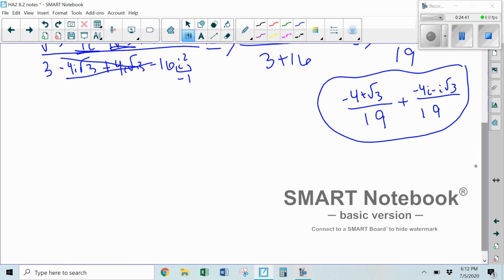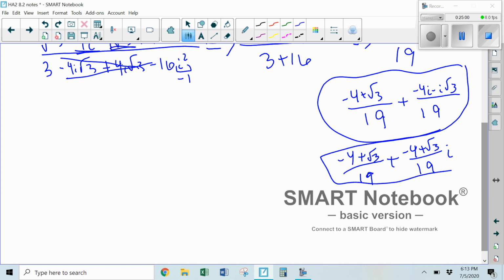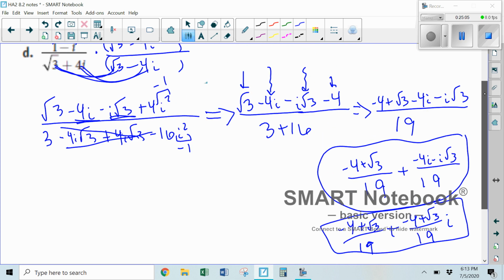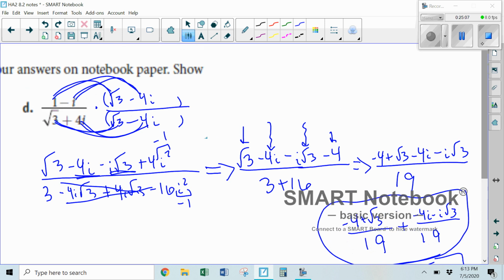You could also, because this part has i in both, you could do this if you want. Keep the first part the same. Over here, you could just put an i at the end. That's probably how I would write my final answer. Okay, so division takes a little bit more time. Always start by multiplying by the complex conjugate. And now you've done adding, subtracting, multiplying, and dividing.